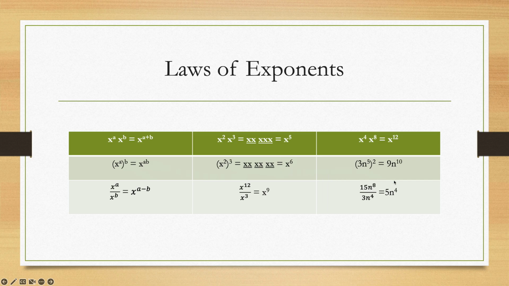And an example is if I did 3n to the 5th, and I squared that, I have to square everything in the parentheses. 3 squared is 9. I still square the number as usual. I only change up when I'm doing exponents. N to the 5th squared is not n to the 25th, it's n to the 10th. So you may want to take a picture of this particular slide for your photo album on your phone.